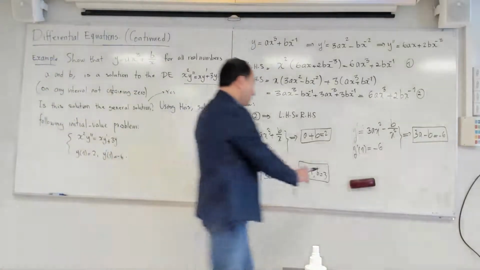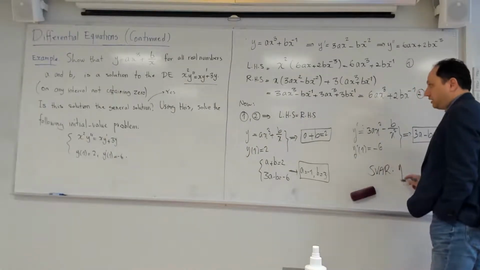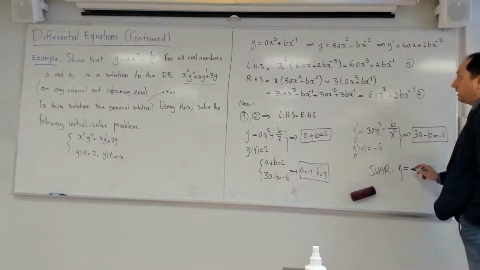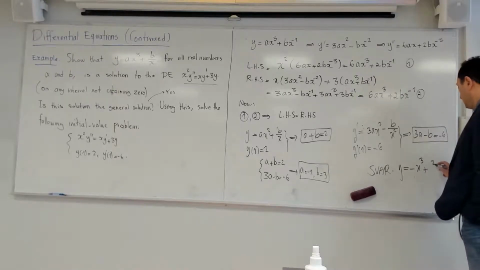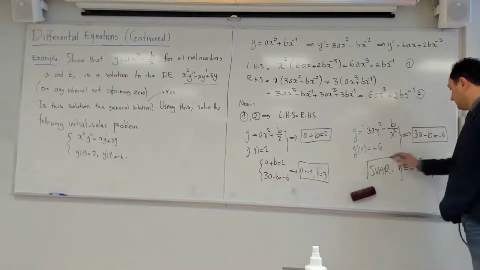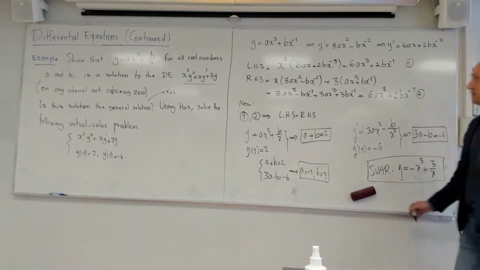And then the answer to the initial value problem is a unique function. So it is y equals to, instead of a, I put minus 1, so it becomes minus x cubed, but plus b, which is 3 over x. Is that understandable? So that's a typical question, a very simple question.